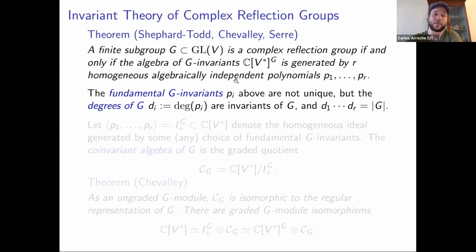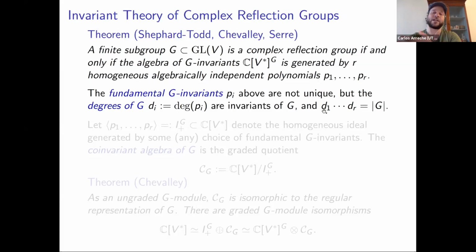So now we have two different ways of characterizing complex reflection groups. First, the definition that I had in the previous slide, and now also this separate characterization. So it's always useful to be able to define the same objects in two completely different ways. The homogeneous generators for the algebra of G-invariants are not necessarily unique, but the multiset of their degrees is unique, and they are the degrees of G.